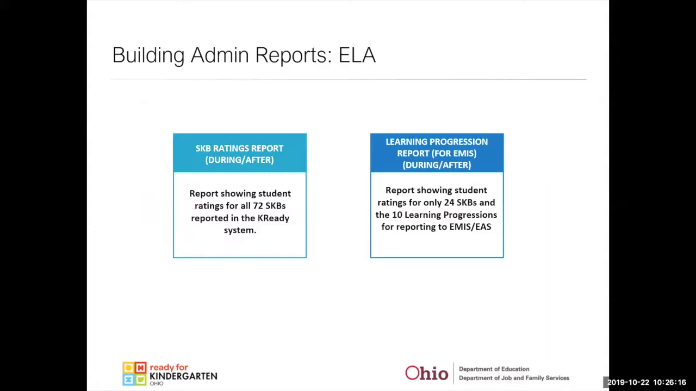So this, I've done for both KReady and ELA. Building administrators for the early learning assessment have the SKB ratings report they're able to pull, as well as the learning progression report. Both of these can be pulled during and after. The SKB report is showing all 72 SKBs. The learning progression report is the one that you're going to upload to EMIS. It is going to have the 10 learning progressions on that report for each of the students.